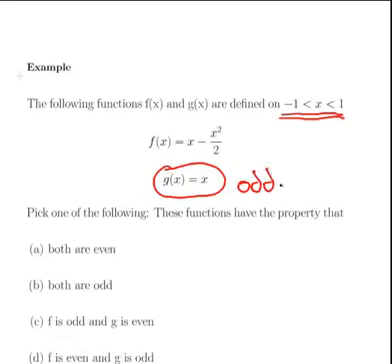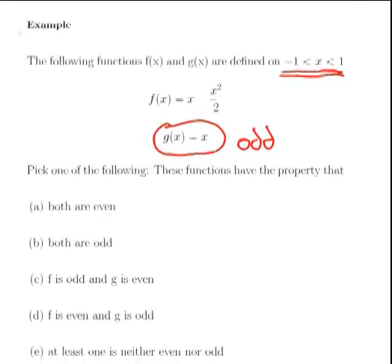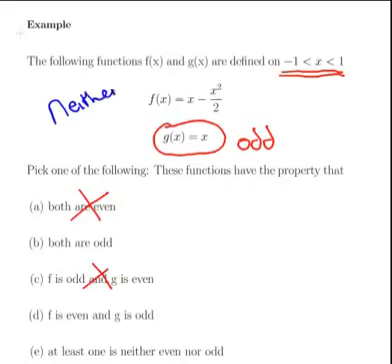Let's look at some of our options here. Both are even. Well, we can automatically discount that. f is odd and g is even. We can discount that. Some of the other ones are potential. f is even and g is odd. That might be the case. Both are odd. At least one is neither odd nor even. Well, that could be the case. If this is a neither case, then it's answer G.